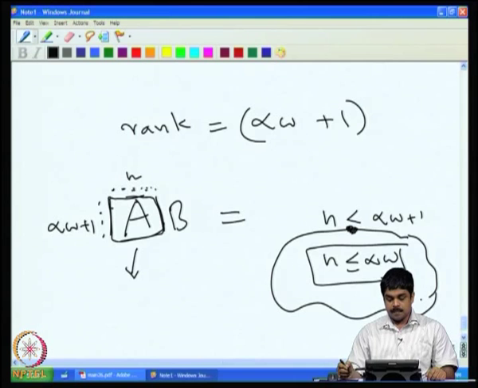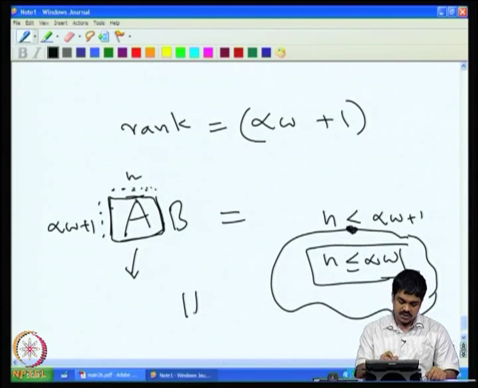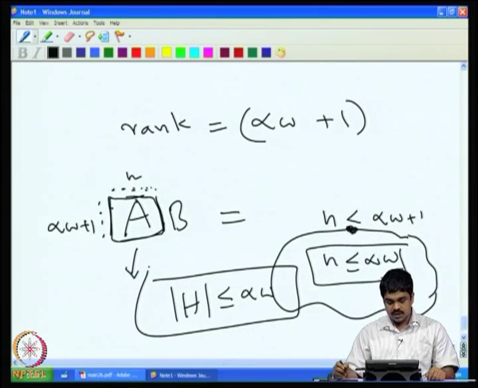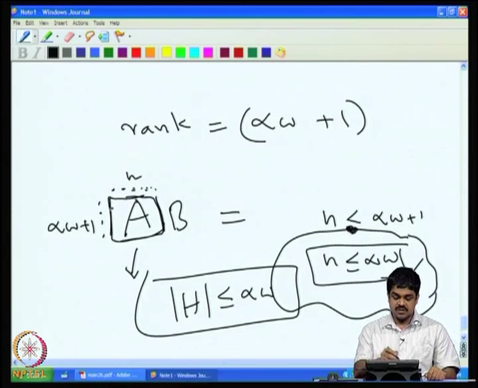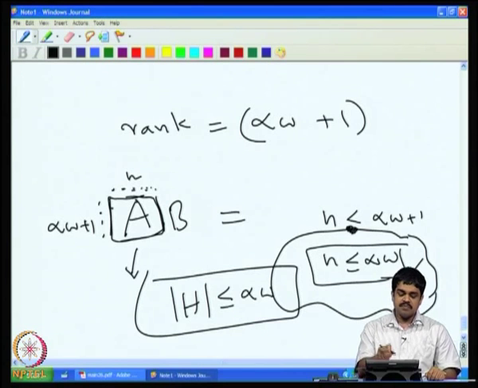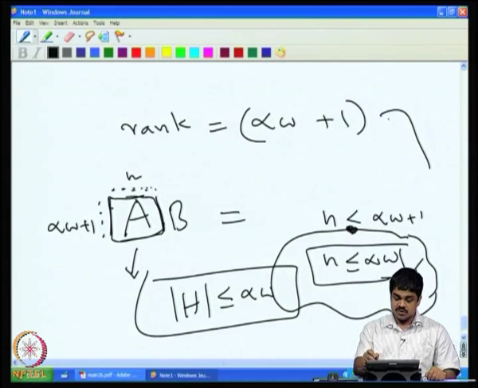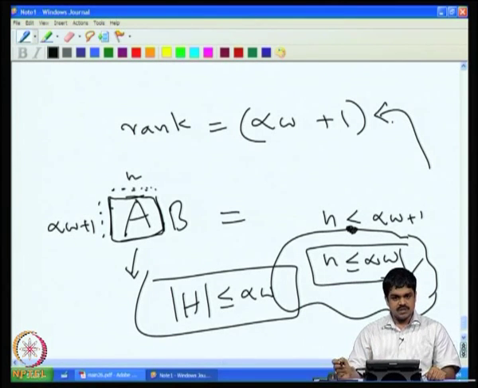But we know that by assumption this was correct, because |H| was less than or equal to alpha omega for every induced subgraph, in particular for G also. So this is clearly giving us a contradiction, because A does not have rank alpha omega plus 1, and the product cannot have rank alpha omega plus 1. Where is the contradiction coming from? The contradiction is coming from the assumption that G was not perfect.